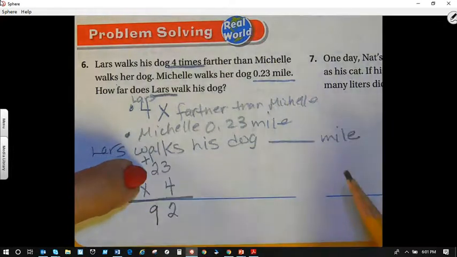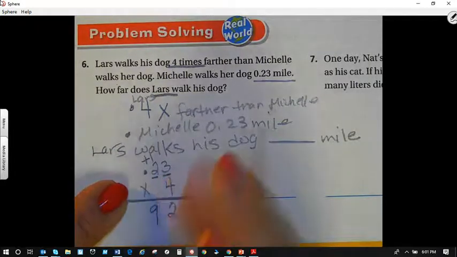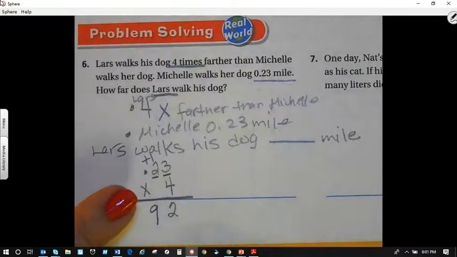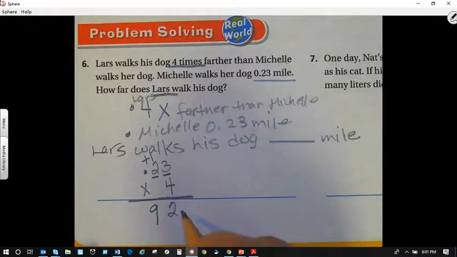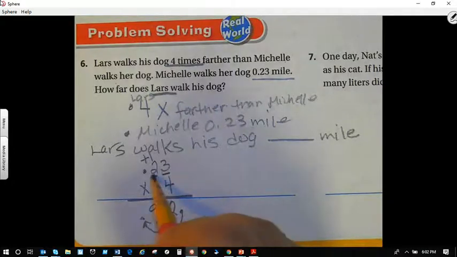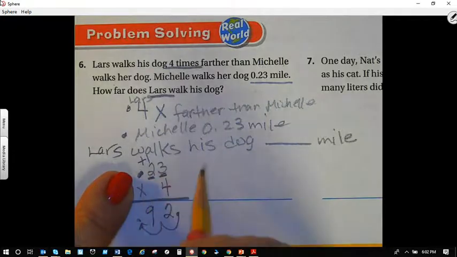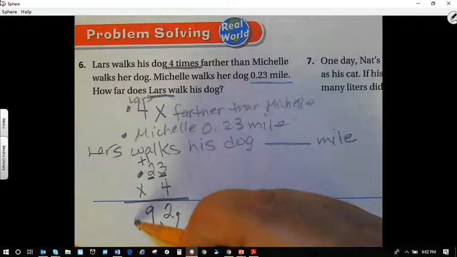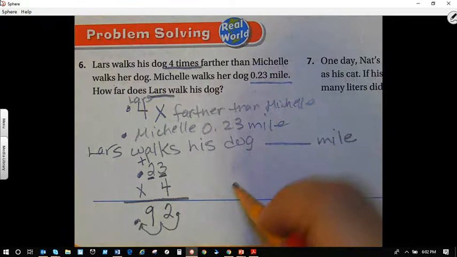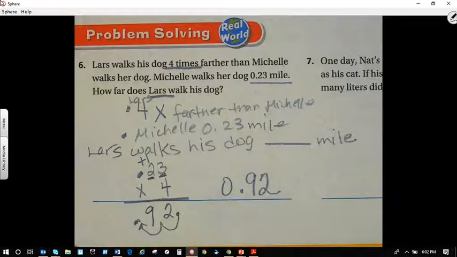Now I'm going to bring my decimal back in. And I know that I have 2 place values to the right of the decimal. So I'm going to need to put my decimal here and move it to the left, the 2 decimals that I have. So my decimal here, I have 2 place values to the right of it. I place it where my whole number is, and I'm going to move it to my left to reset that. And so Lars walked his dog 92 hundredths of a mile.